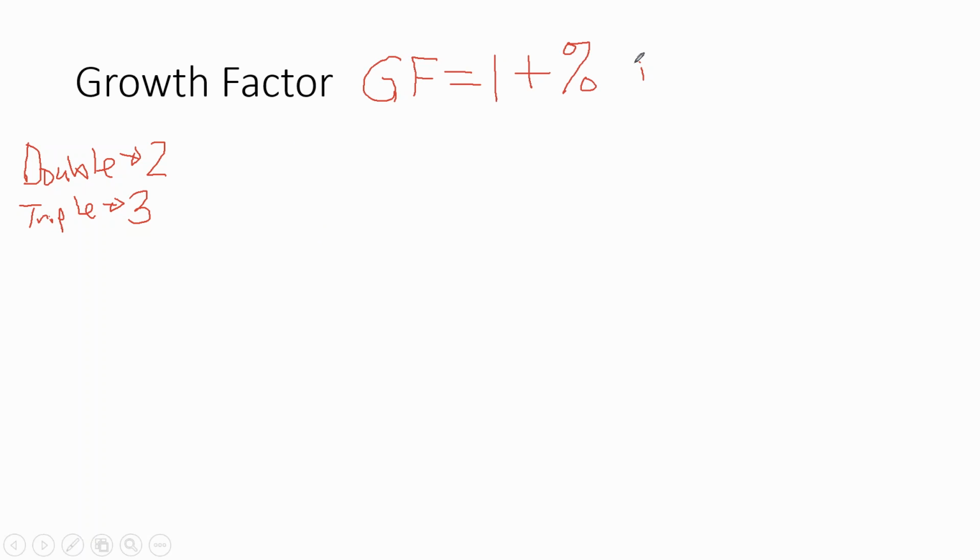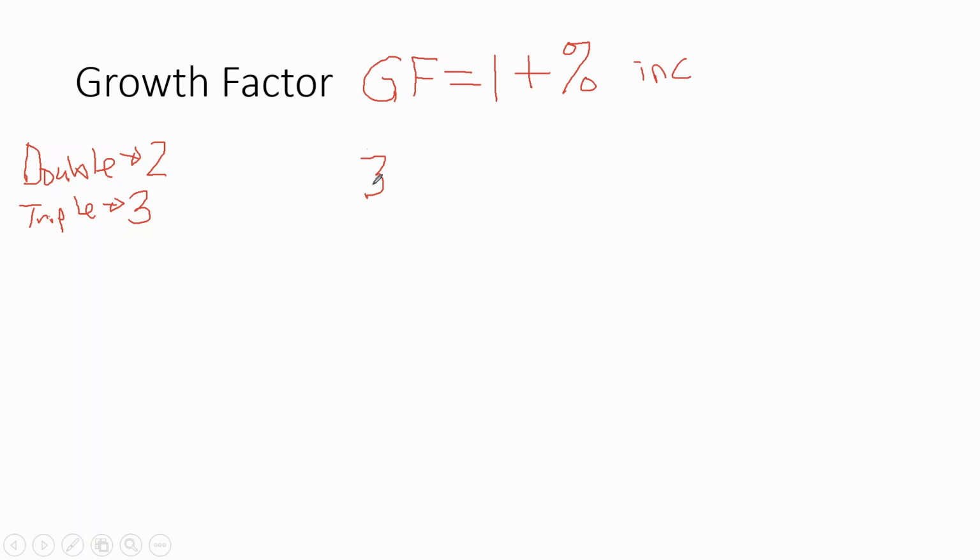Okay, so let's talk about the growth factor. The easy thing is, if they give you keywords like double or triple, that makes things easy. Because double, growth factor is 2. Triple, growth factor is 3. Unfortunately, most things don't double or triple because that's just not how the world works. So the growth factor is generally given by 1 plus the percent increase.